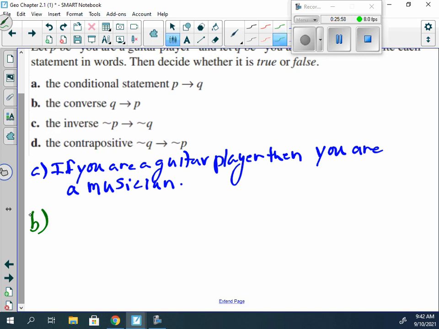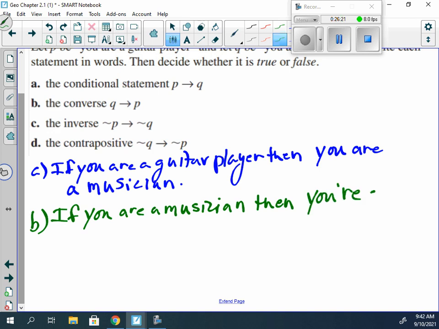So we good with the first statement so far? So the converse, what did we do? Flip P and Q, yes? If you are a musician, then you're a guitar player.